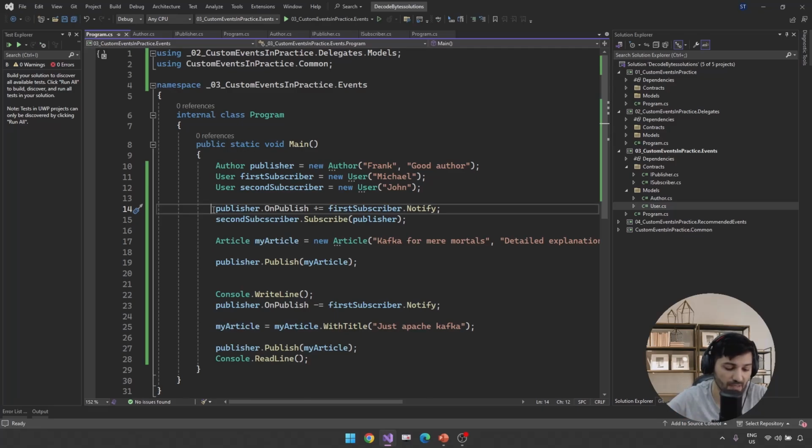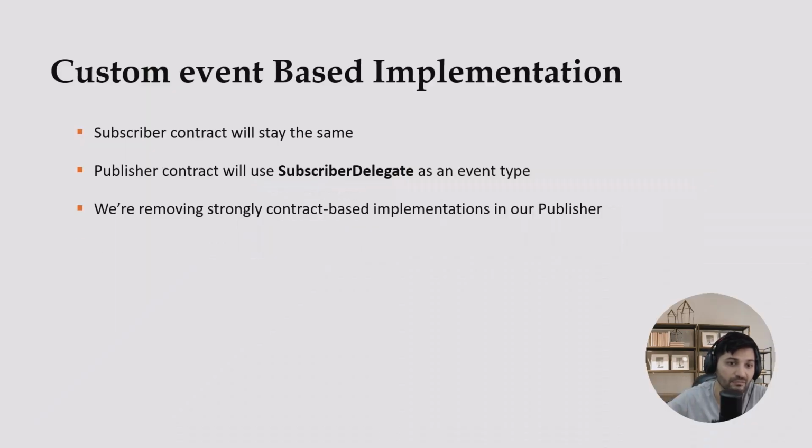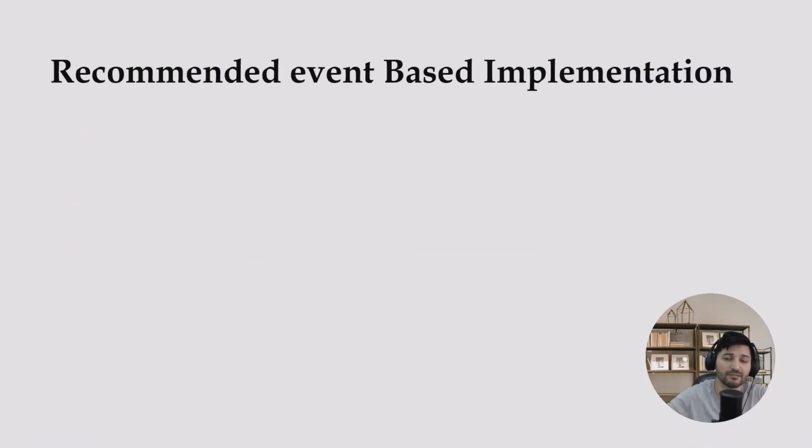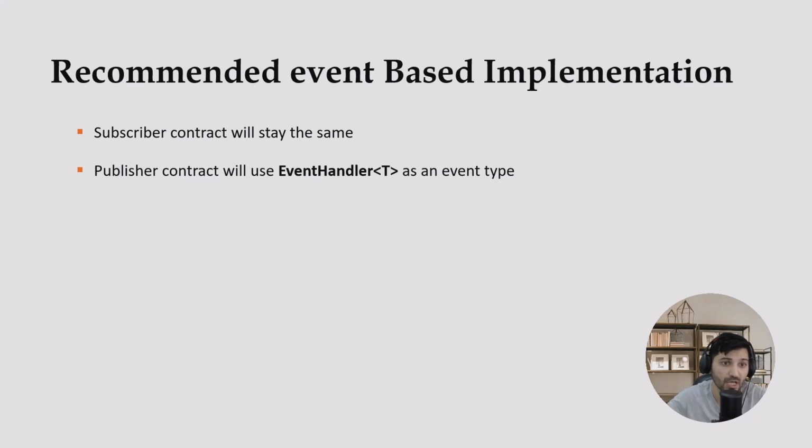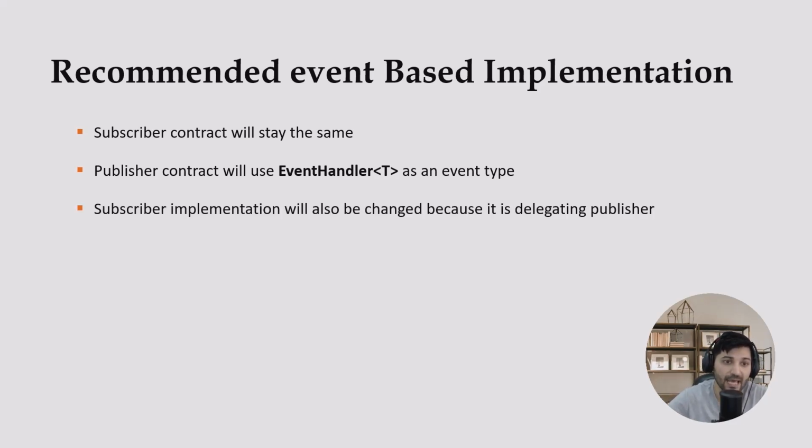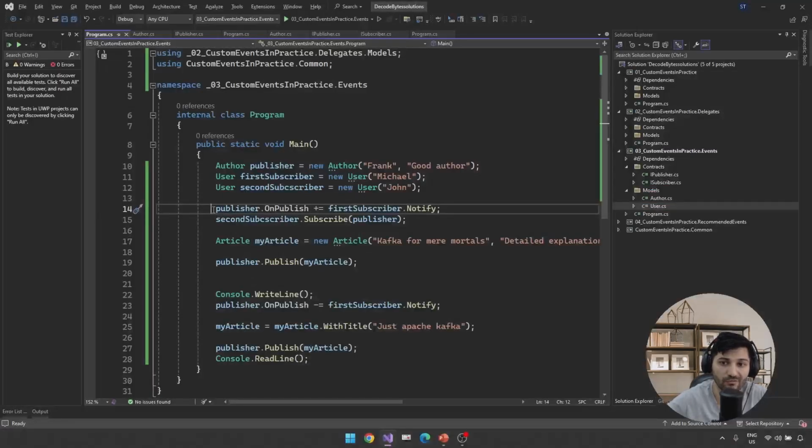And now it is time to talk about the Microsoft recommended event version. Recommended event-based implementation. In this case, we again have a subscriber that will not change its signature, but the implementation will be changed. We have a publisher, which will use not our subscriber delegate event, but EventHandler, the generic event handler. And the subscriber implementation will also be changed because it is depending on the publisher. So let's go for it.